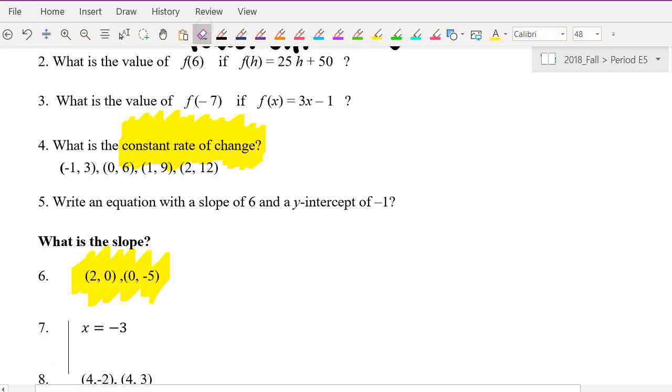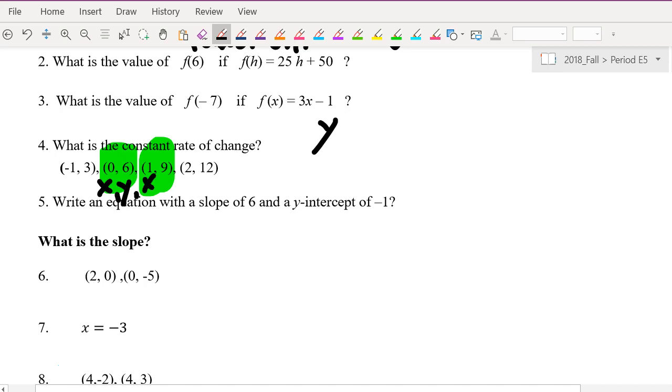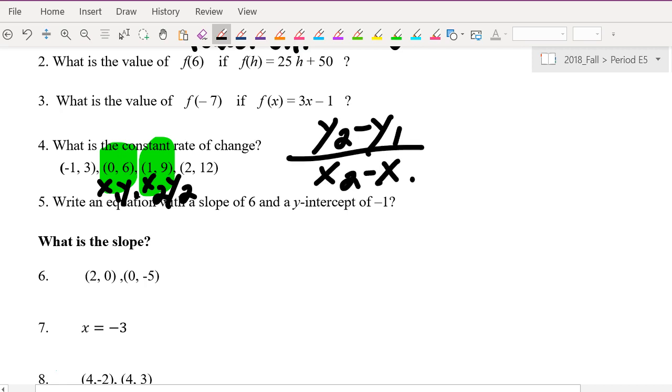So let's do one real quick. Which one do you want to pick? 0, 6 is easy because it's a 0, and 1, 9 is pretty easy because it's a 1. So I'm going to write down my formula. First I'm going to do this, x1, y1, x2, y2. Then I'm going to write my formula. Don't skip steps on the test. And I would actually want to graph it to estimate if it's on the test, but we don't have time. This is your exit ticket. Please make sure you write it down.